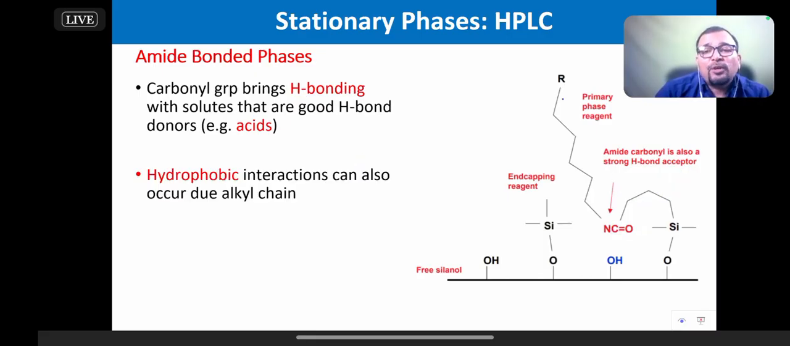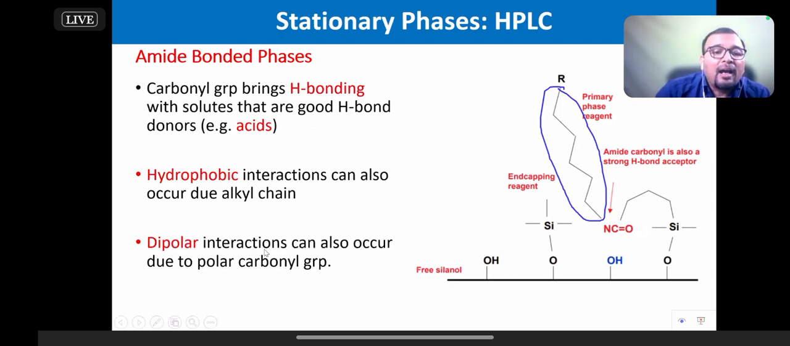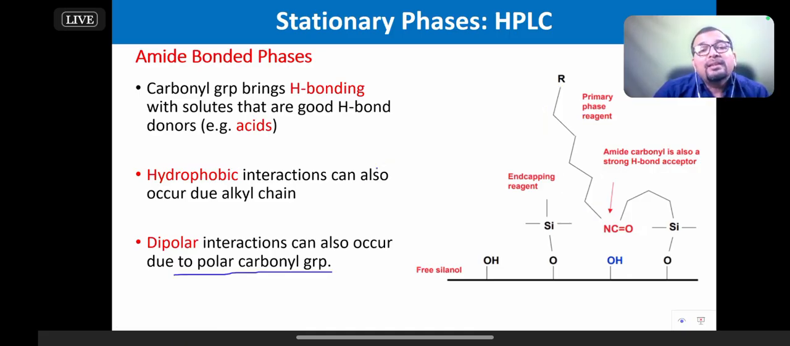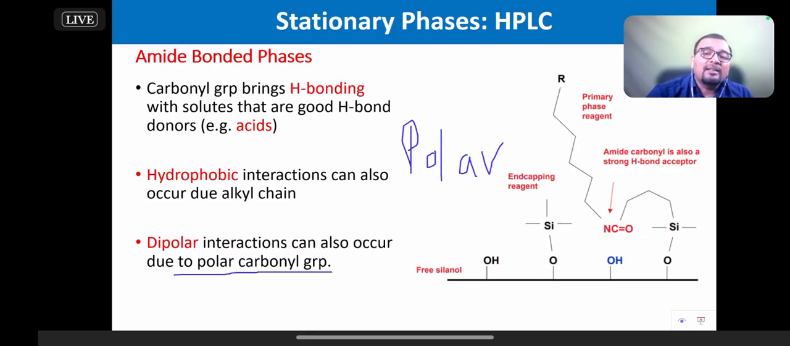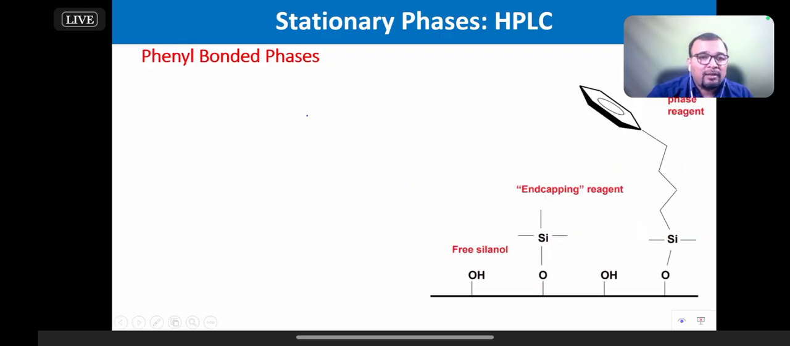Hydrophobic interaction is possible because of this alkyl chain. There's an alkyl chain also present there. So because of that, you can have which interaction? Hydrophobic interaction. And dipolar interaction can also occur due to the polar carbonyl group. So this stationary phase is generally used for the polar groups which are less retained in reverse phase liquid chromatography. Again, there is a phenyl stationary phase.